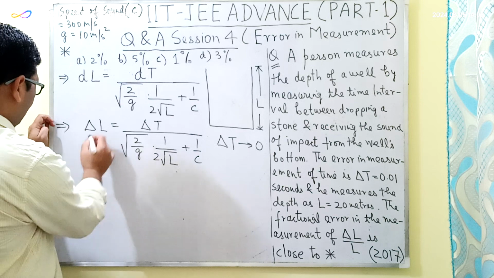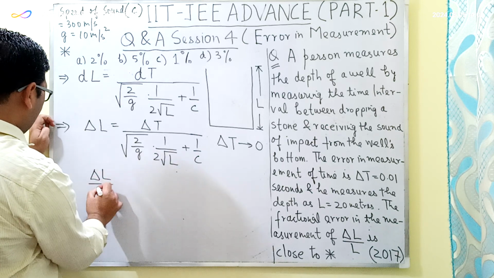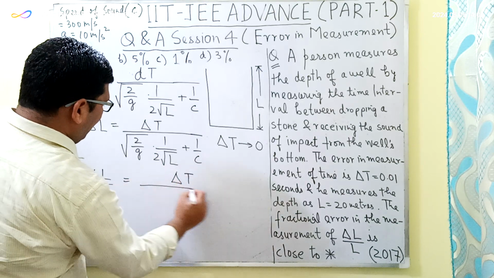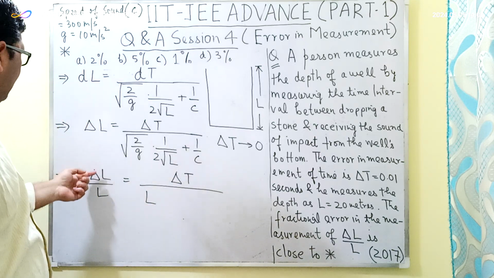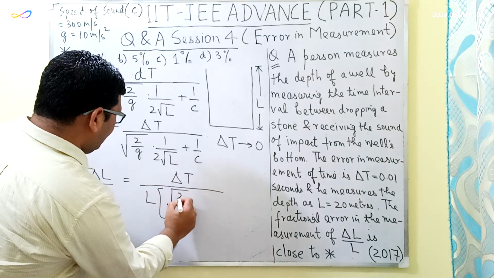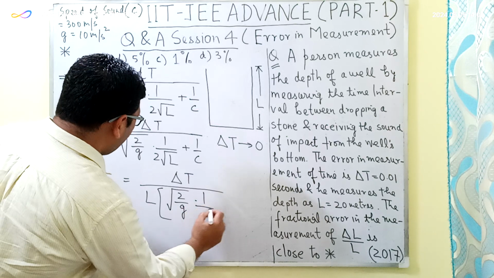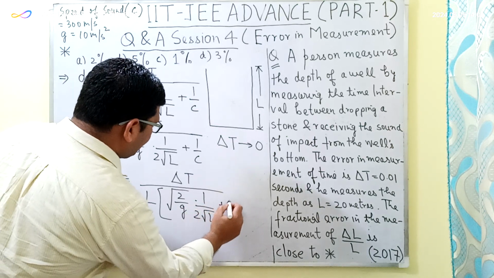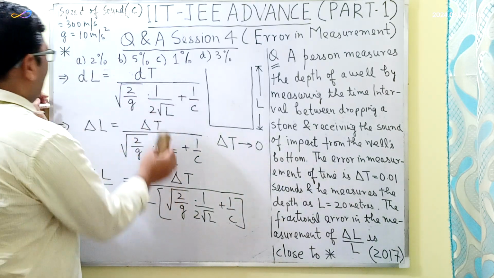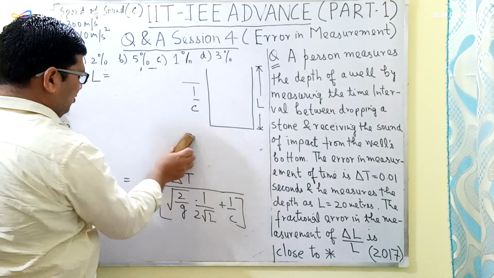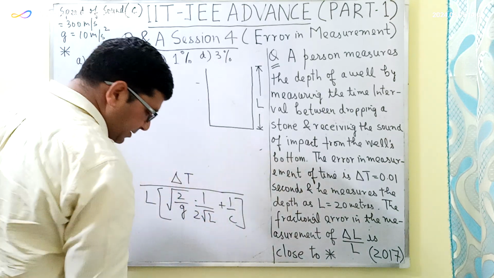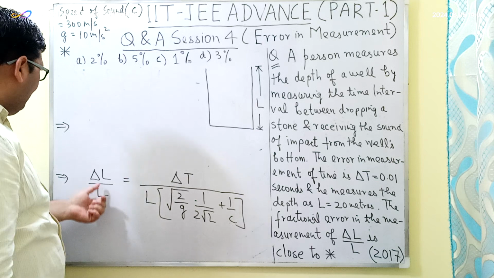So this equation can be rewritten as delta L upon L, which is equal to delta T upon L, because I am now dividing this equation on both sides by L. So this will be equal to under root 2 upon G into 1 upon 2 root L plus 1 upon C. So this is the final equation, and now we have to substitute the value of G, delta T and C in this equation in order to get the value of delta L by L.